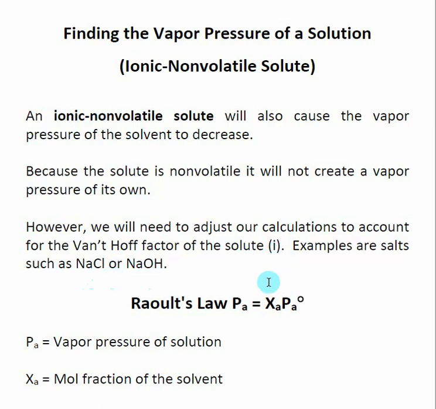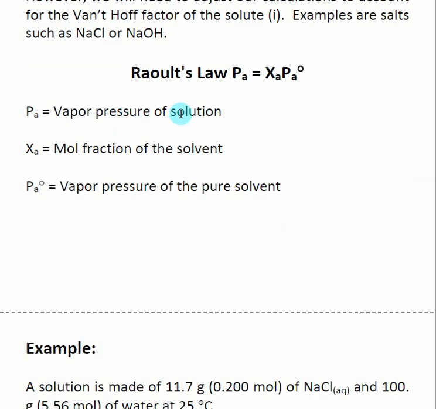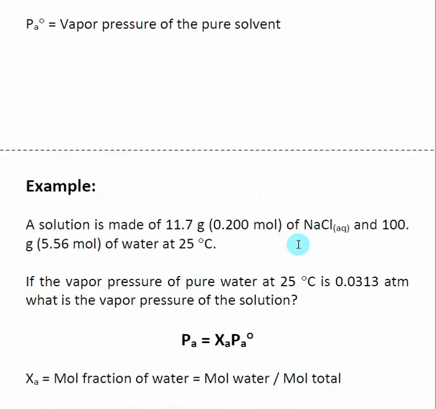So the main thing we're looking at here, because our solute is ionic, we need to include i somewhere inside of our calculation. We are still using Raoult's law, and Raoult's law says that the vapor pressure of the solution is equal to the mole fraction of the solvent times the vapor pressure of the pure solvent. But where i is going to show up is in the calculation for our mole fraction.